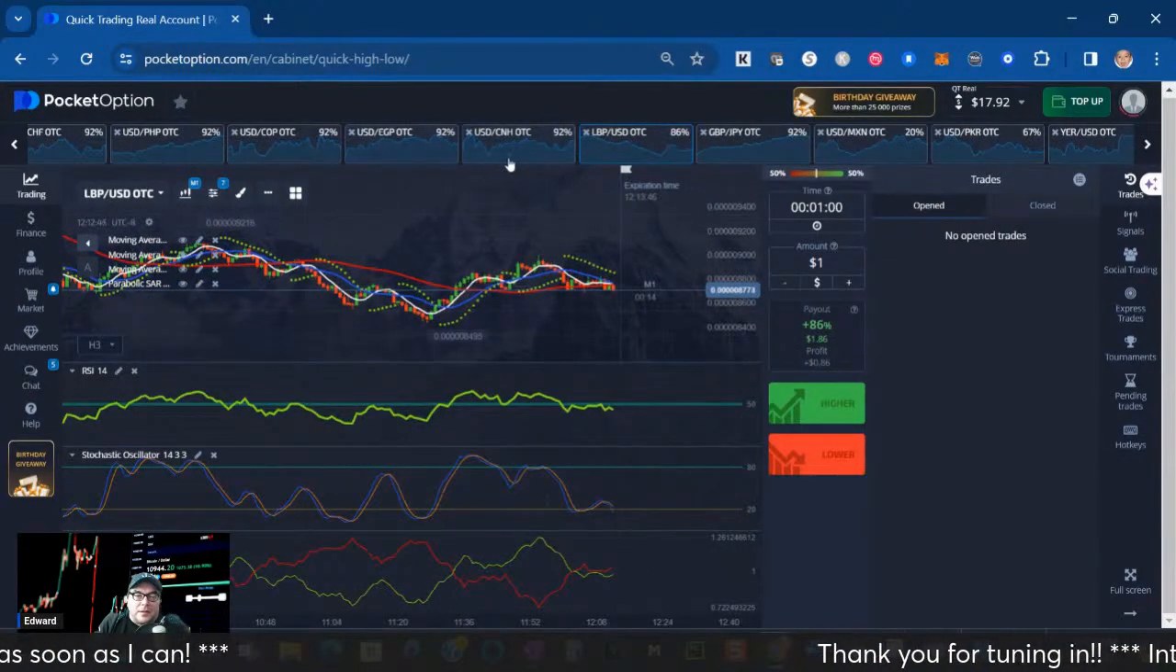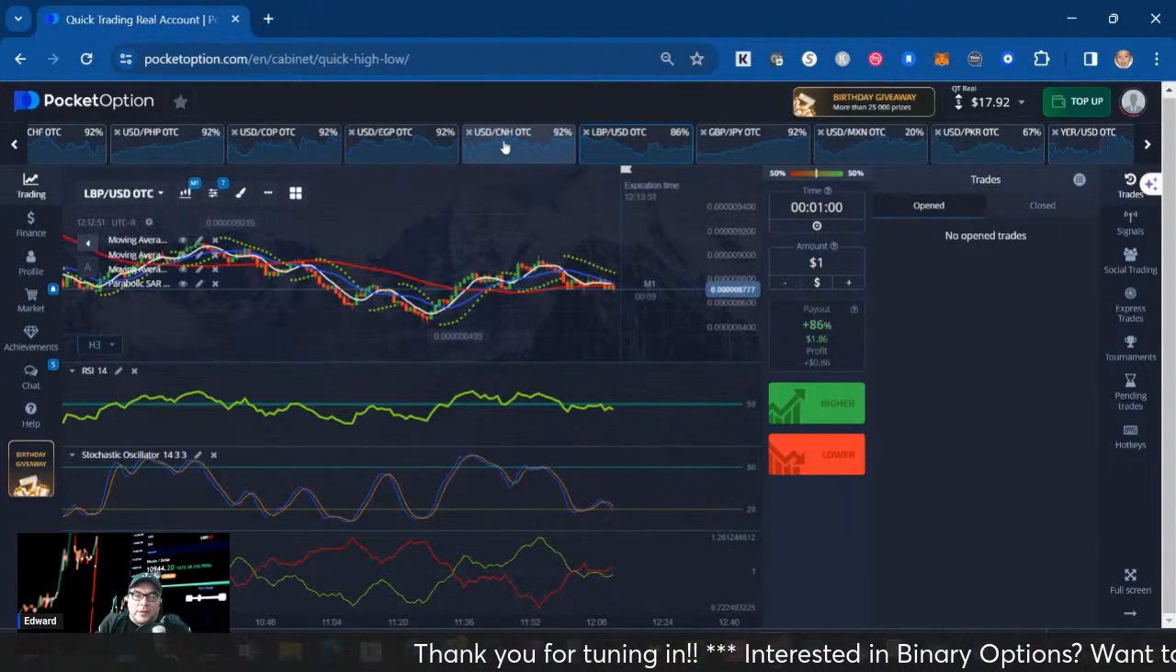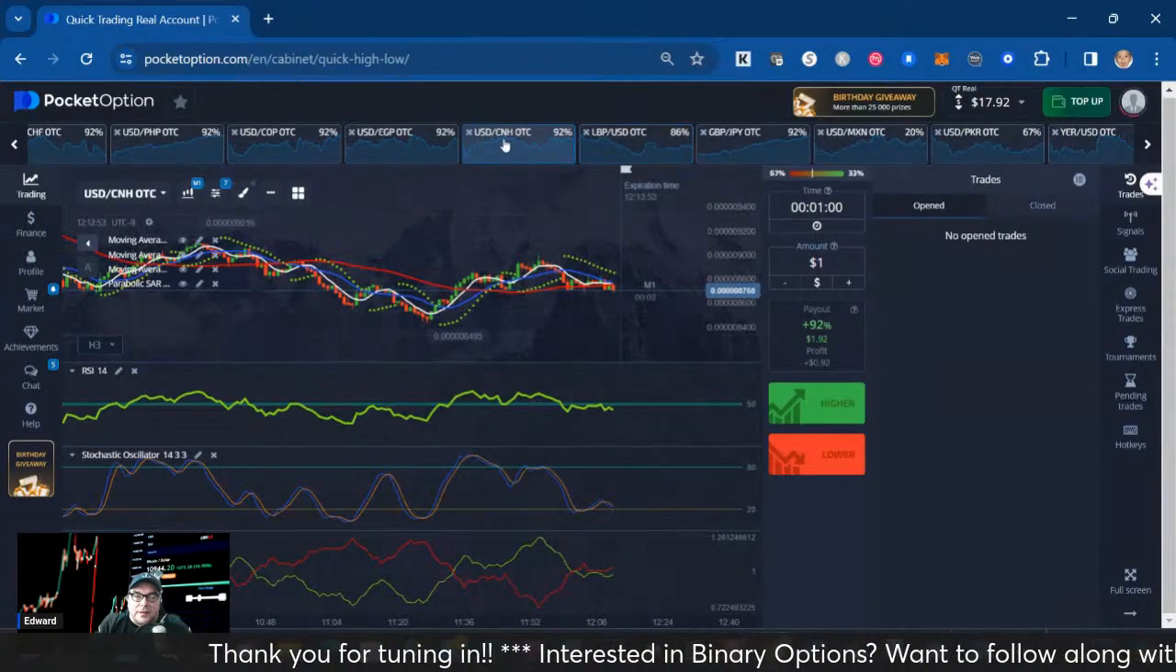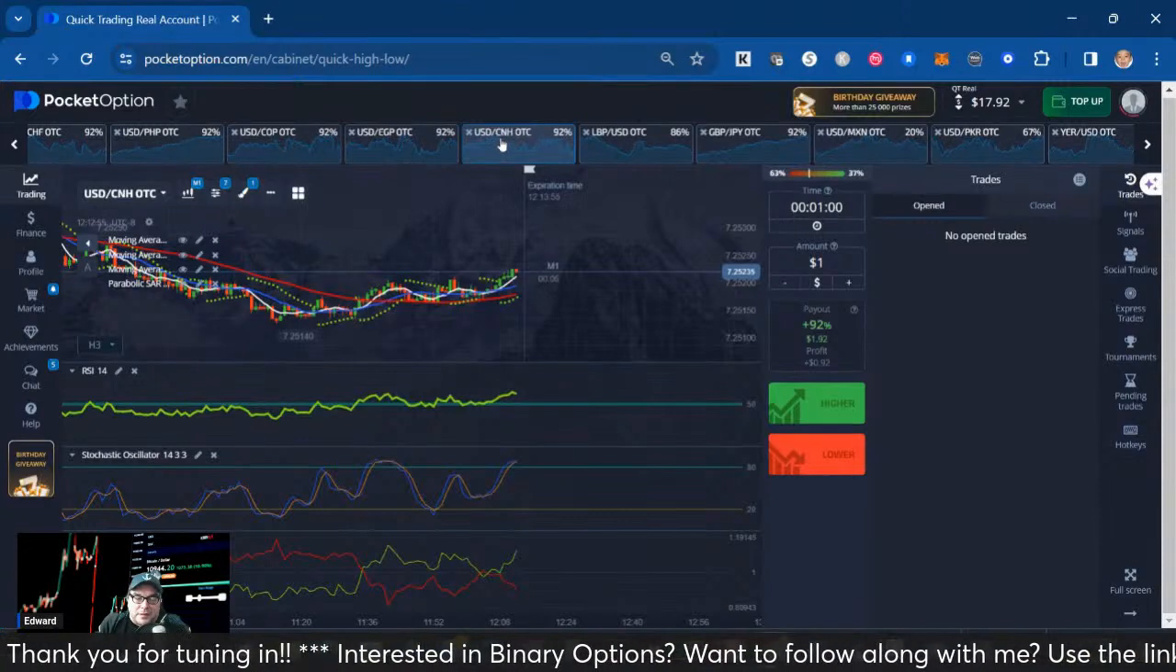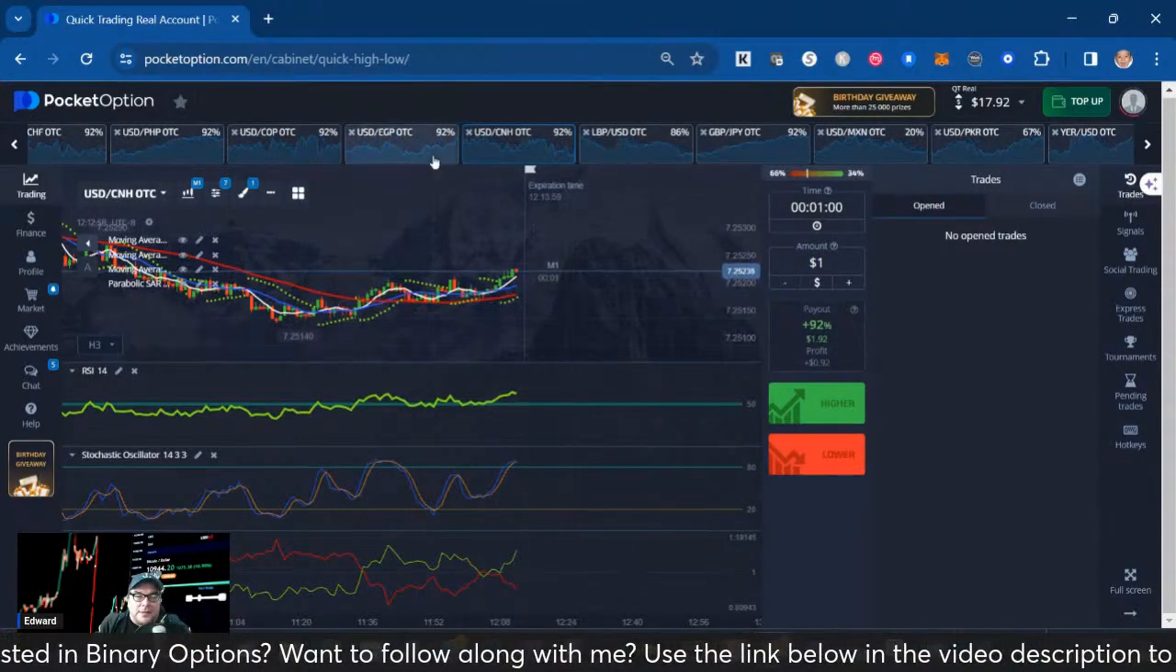Just missed that one. And my entry wasn't far enough away from where it was going to go to actually be in the money, that's unfortunate. That's how the game's played here.